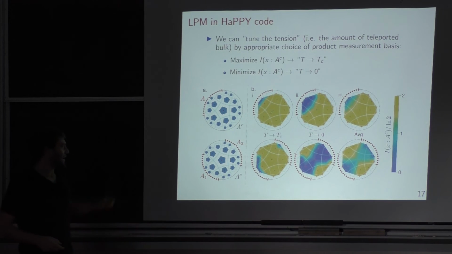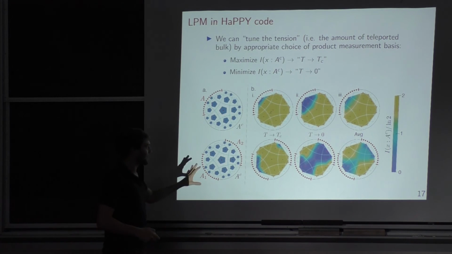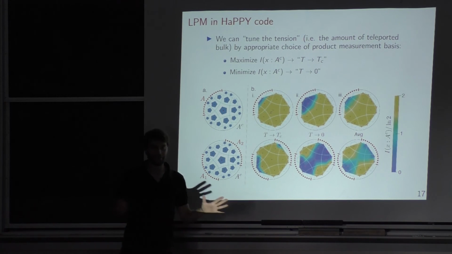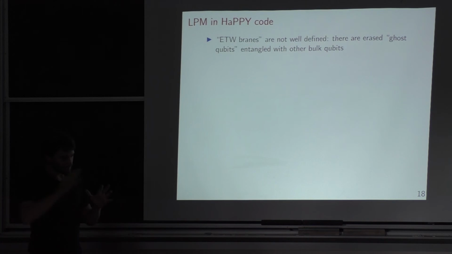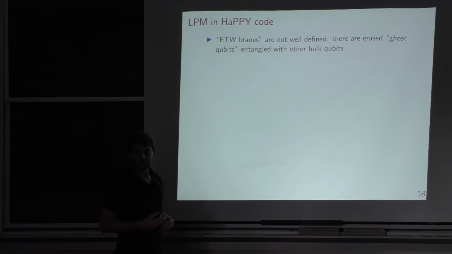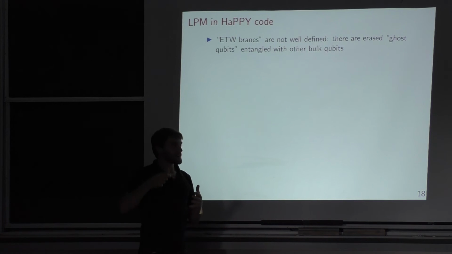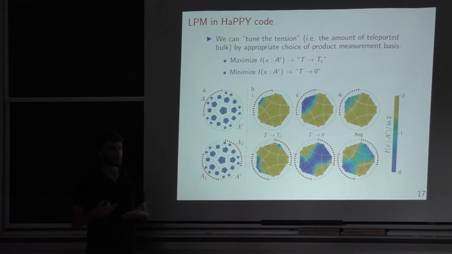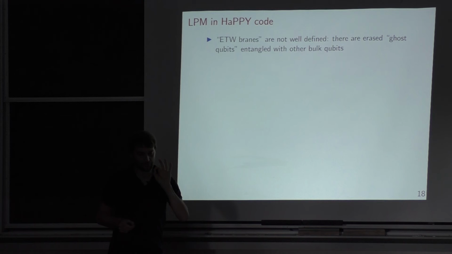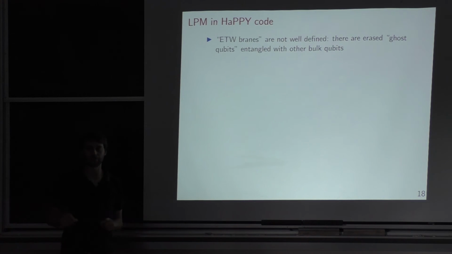Now, this seems very nice, but there is actually a problem with this picture. From here, it seems like everything can be reproduced, but this is not the case, because these end-of-the-world branes, in some sense, are not well defined. When you erase these qubits, for example this qubit here in the center, you're not really completely erasing it, because there is still residual mutual information between that qubit and other bulk qubits. So it doesn't have any mutual information with the boundary, but it does with other bulk qubits, which clearly doesn't have a very nice interpretation in holography.